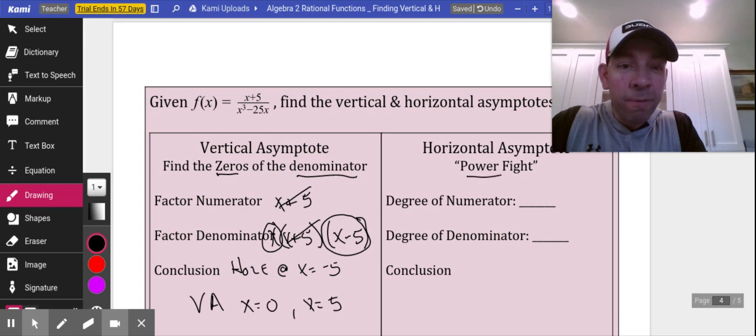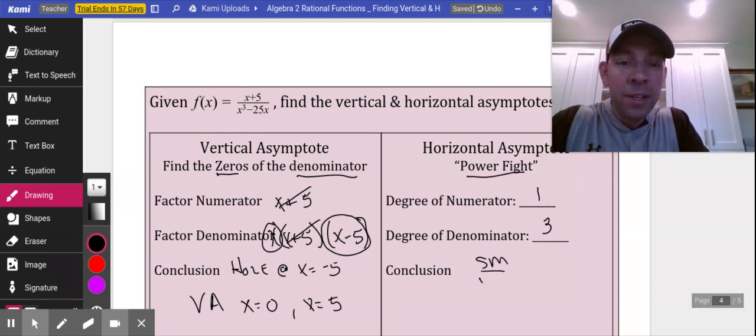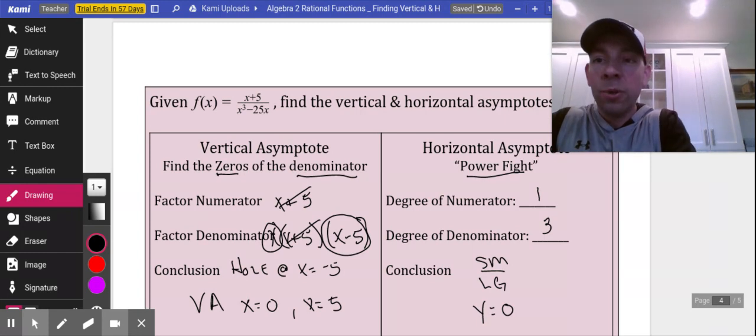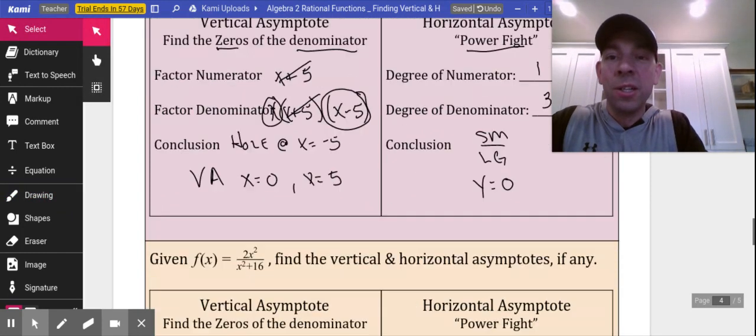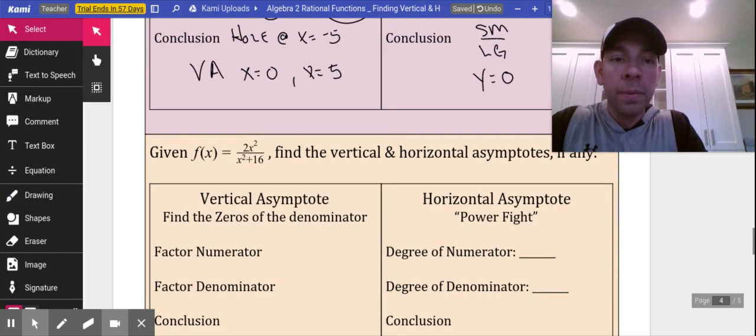Now, switching gears, we're looking for the power fight. Degree of the numerator is 1. Degree of the denominator is 3. Hey, that's small over large. Small over large is always y equals 0. I told you horizontal asymptotes are fun. Just a little power fight, not much work to do.